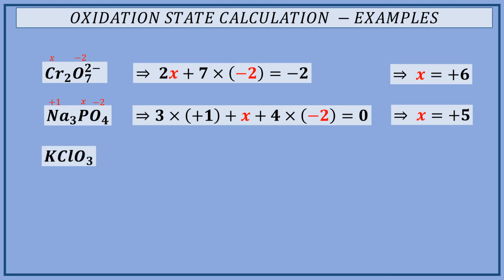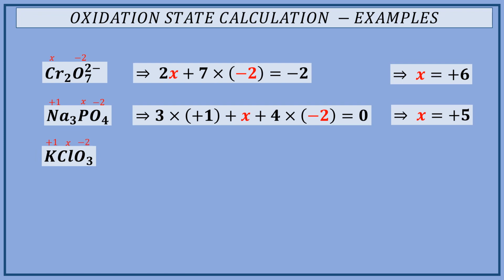I hope you are getting familiar with this rule, so step ahead and try to solve the next example yourself. In this example we have to calculate the oxidation state of chlorine atom. The oxidation state of potassium will again be +1, since it is an alkali metal. It always shows +1 oxidation state.